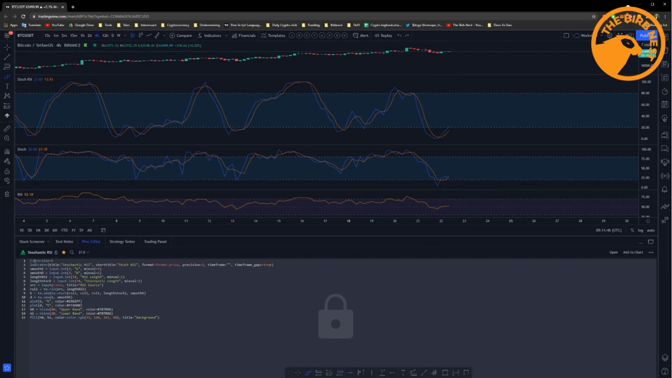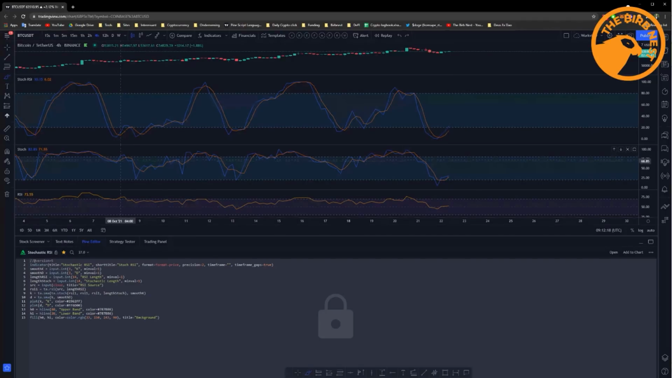Then if you look at the code, you can see that the D line is basically another moving average from that K. So these two lines, one is the calculation, the other is a moving average of that calculation. And this is where it becomes interesting, because you create a momentum indicator from a momentum indicator, because the stochastic and the RSI are both momentum.